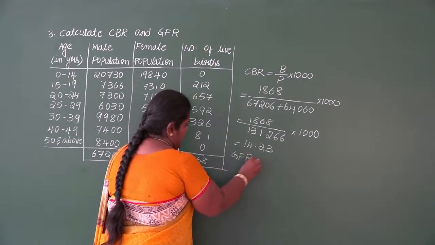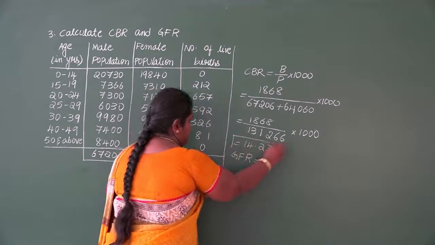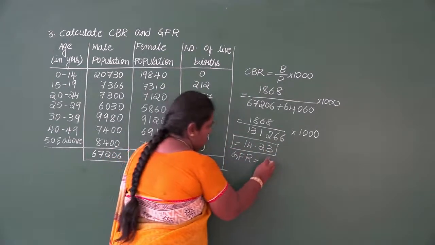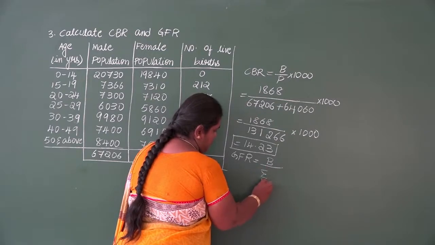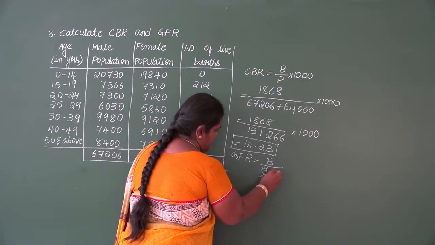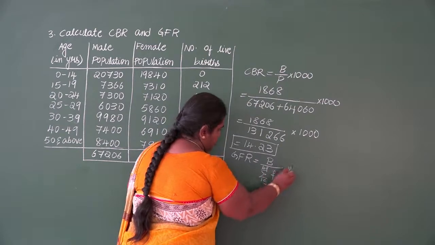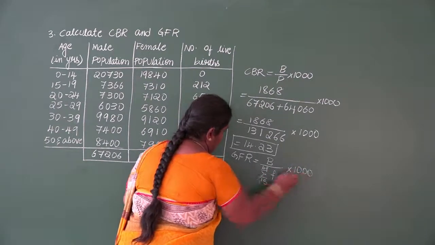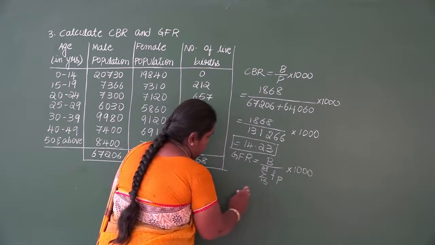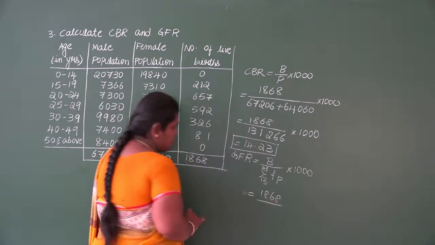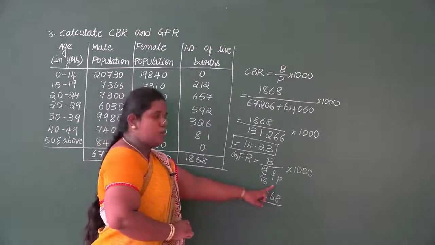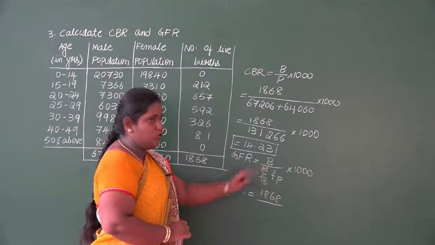Next we'll calculate the GFR. So GFR is B divided by sigma 15 to 49 female population into 1000. The B value will remain the same, 1868 itself, that will not change. But the female population we have to take from 15 to 49.